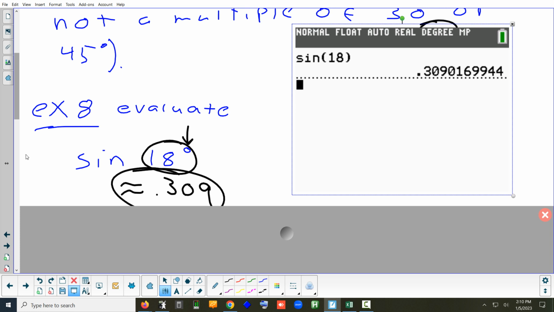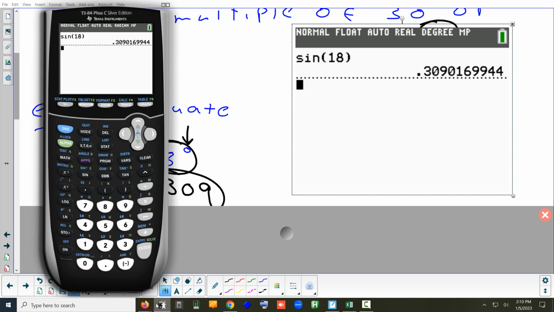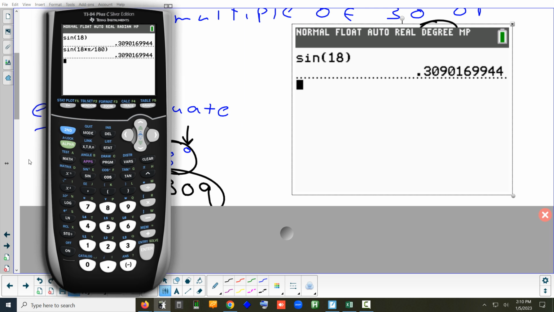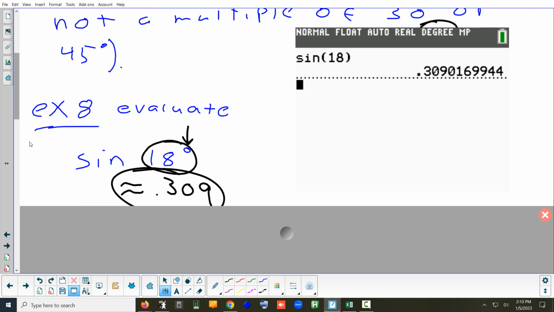So I definitely would not do this, but you could leave it in radians and do sine of 18 times pi divided by 180. And I get exactly the same answer because I took the original problem and changed it to radians. But the easier way to do it is just put your calculator in the mode for the problem. Then you don't have to do that by hand. Does that answer your question?